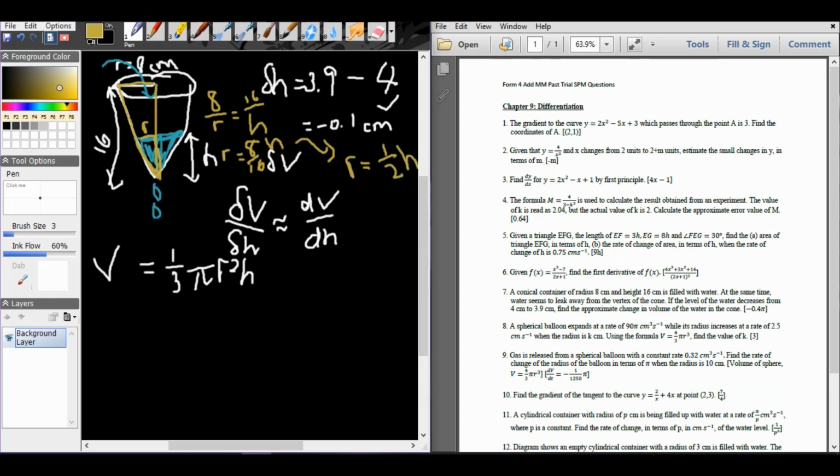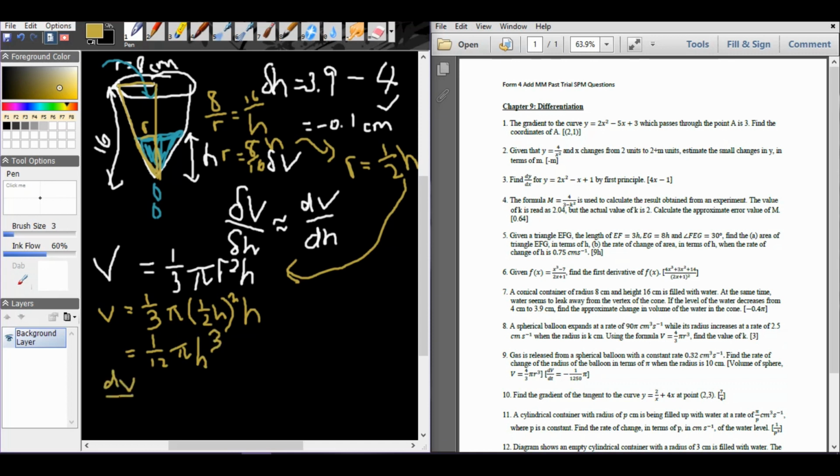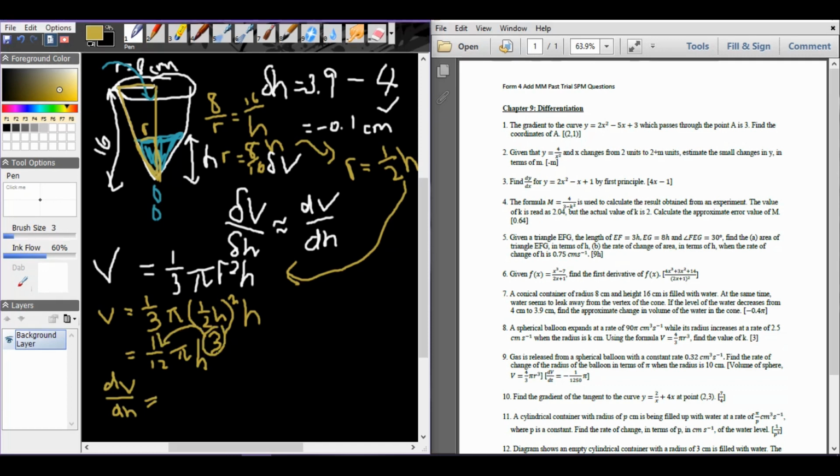Okay, we substitute this back into the volume equation. Then we will have V equals 1/3 pi, R is 1/2 H, squared, times H. Okay, 1/2 squared is 1/4. 1/4 times 1/3, so we have V equals 1/12 pi H cubed. Therefore, dV/dH: differentiate V in terms of H. So 1/12 times 3, so 1/4 pi H to the power 3 minus 1, so squared.